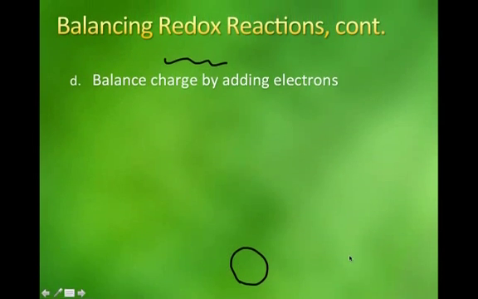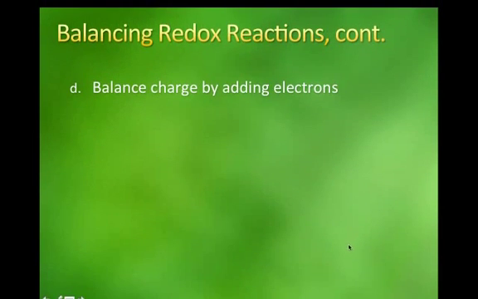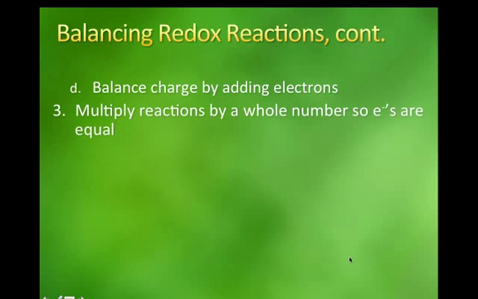The next rule is to balance the charge by adding electrons. And sometimes I do this as I write the half reaction. You don't have to go exactly in order of electrons and then the atoms. Sometimes I do electrons first. Then we multiply the reactions by a whole number so that the electrons are equal. So if one thing lost 2 electrons and the other thing gained 3 electrons, we have to make it balanced. So it's not equal.